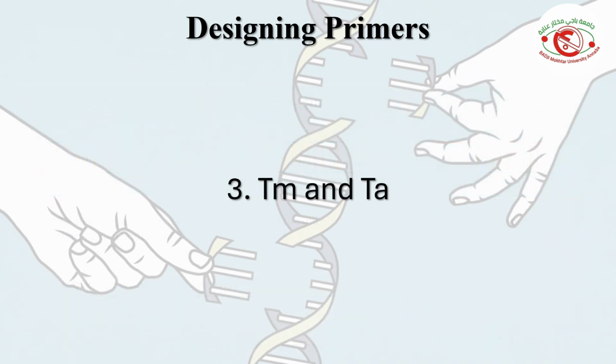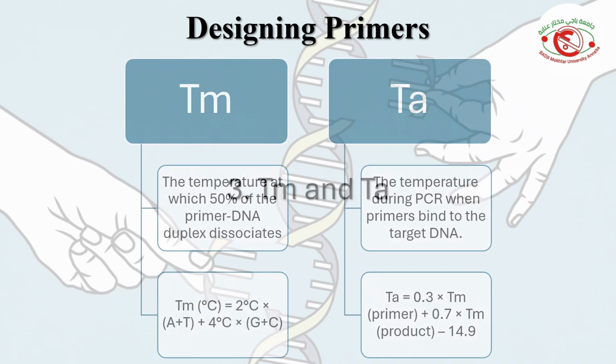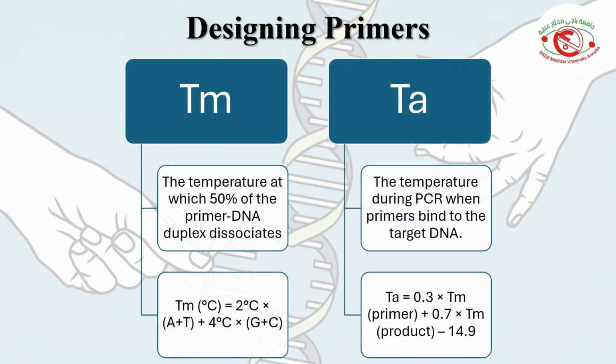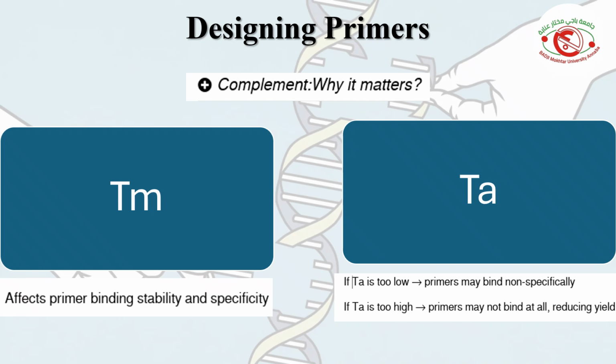In the third part of this course, we will get to know better the melting temperature and the annealing temperature, and the difference between the two of them. The melting temperature and the annealing temperature are essential parameters for primer efficiency. Ideally, both primers in a pair should have similar Tm values to ensure synchronized binding. The Ta, which is generally set a few degrees below the Tm, helps achieve high specificity during the annealing phase. Tm and Ta are critical because they determine how well and how specifically the primers bind to the template.